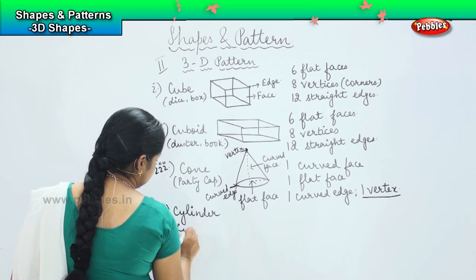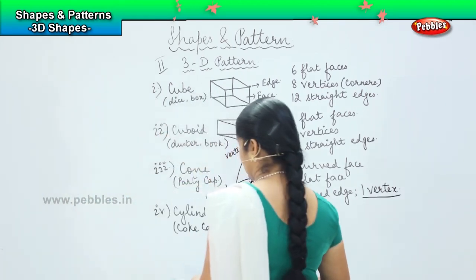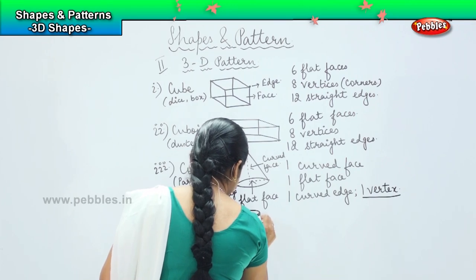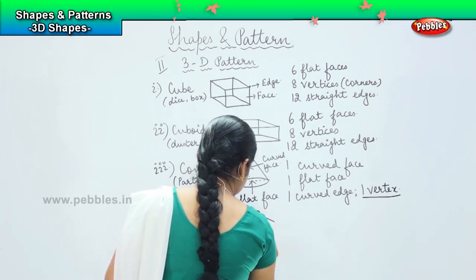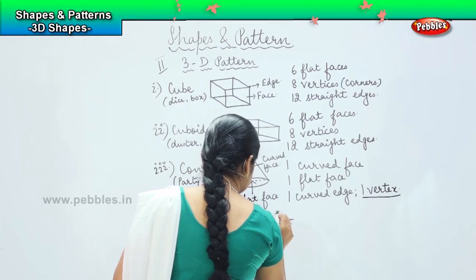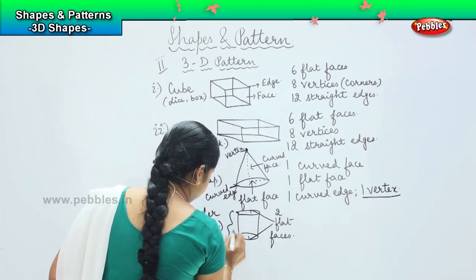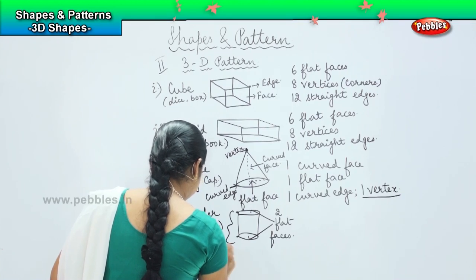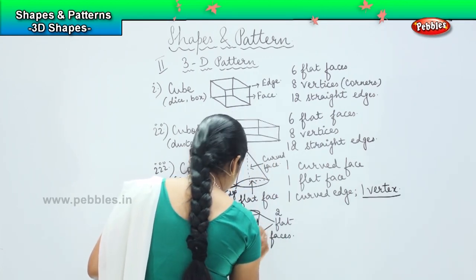And a cylinder, you can say, is a Coke bottle. Coke can, I can say, or a Pepsi can. Okay, you can even say your pencil is a cylinder shape, right? So this is the shape of a cylinder. Okay, so this point and this point are the flat faces. It has got two flat faces. This point and this point are called the curved edges. Okay, and this is the curved surface.